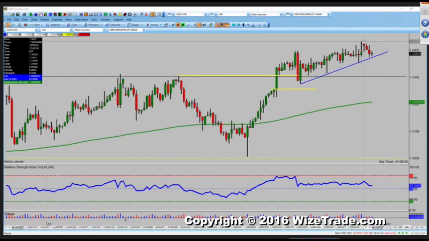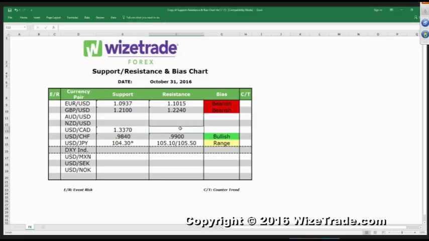Resistance is at 134.30. What is the high here? 32. So I'm just going to write 134.30. We're in a range, but we're threatening to turn higher. And like I said, I think you got to keep an eye on crude, because if crude continues to weaken, it's going to force the hand of this dollar Canadian to go higher.